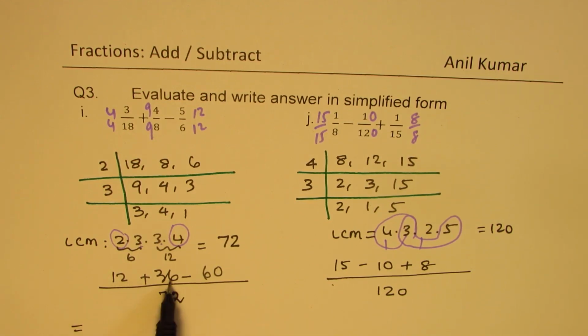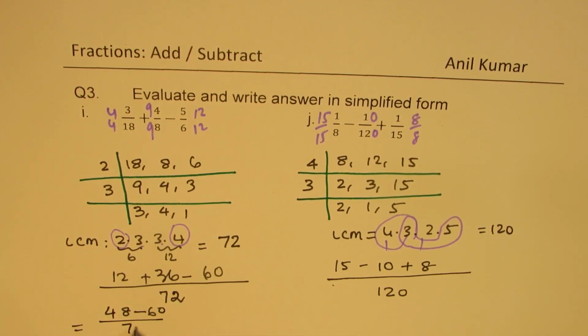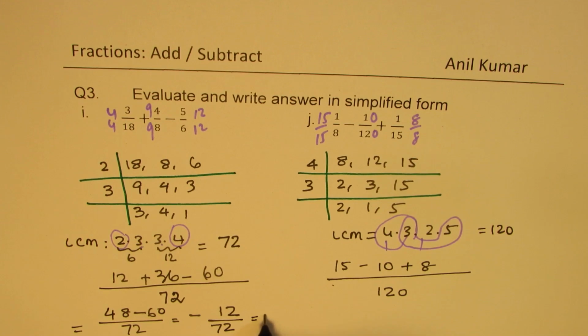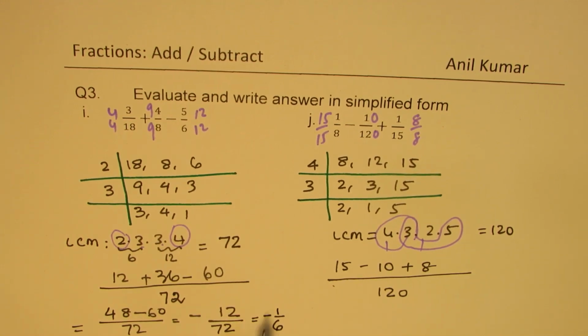Now we can use a calculator to find our answer, right? So when you add 12 and 36, you get 48. So it is 48 minus 60 over 72, which is a negative number, right? So we get minus 12 over 72. Now 12 over 72 can be simplified and written as minus 1 over 6. Is that clear to you, right? So we could do that and get our answer.